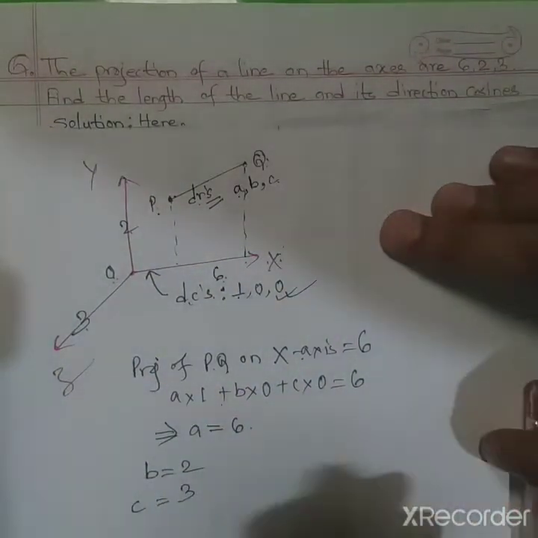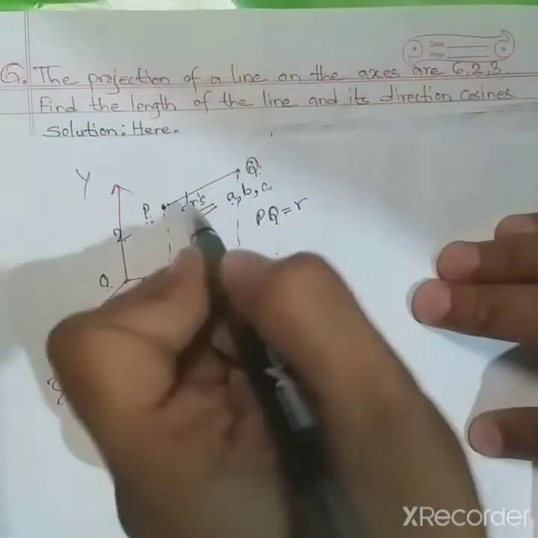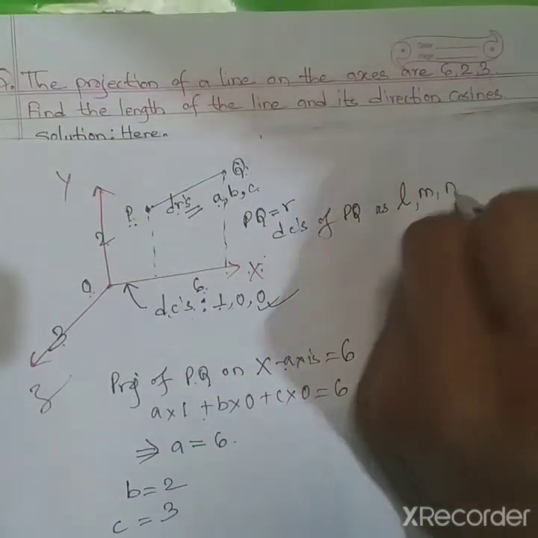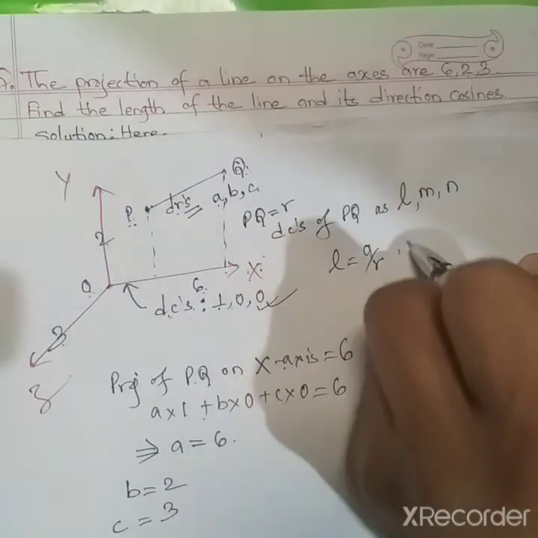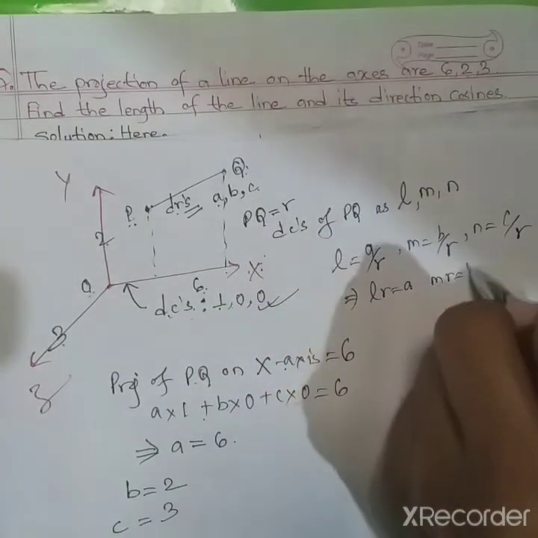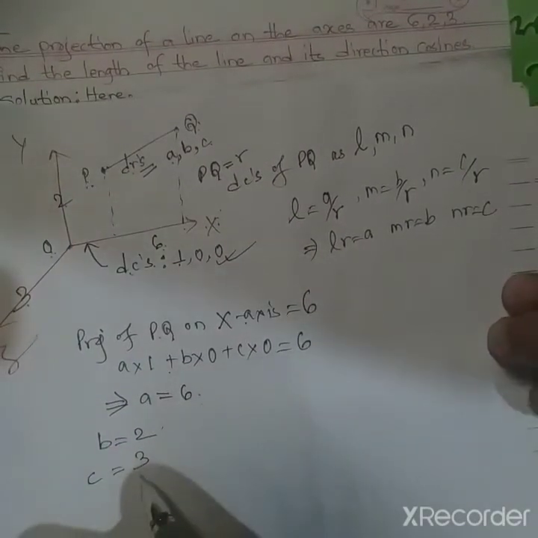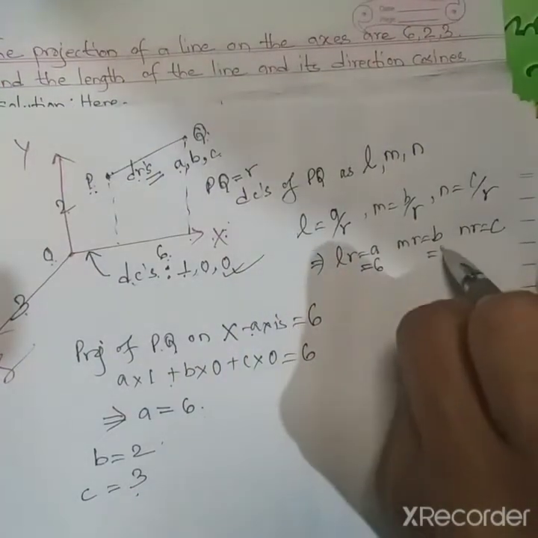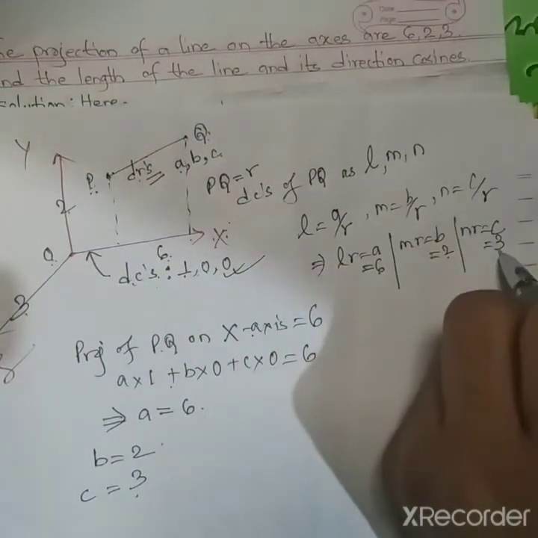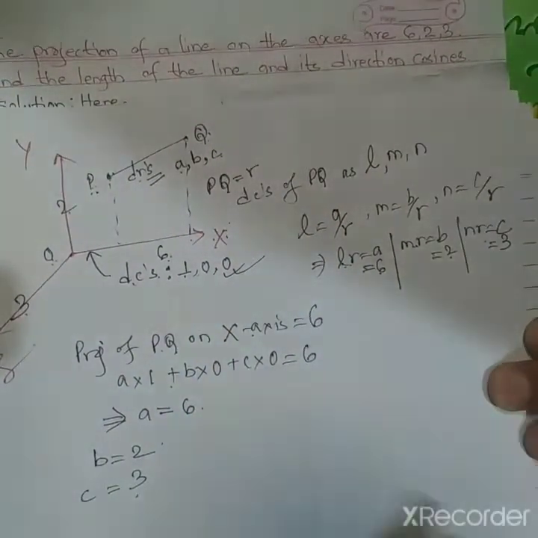And one more thing, in direction ratios and direction cosines we have one relation. Suppose the length of PQ is R, and the DCs of PQ are L, M, N. Then L equals A upon R, M equals B upon R, and N equals C upon R. This implies LR equals A, MR equals B, and NR equals C. We have already calculated the values of A, B, and C, so simply put 6, 2, and 3. Now LR equals 6, MR equals 2, NR equals 3. Squaring and adding these three terms, we can easily calculate the value of R.